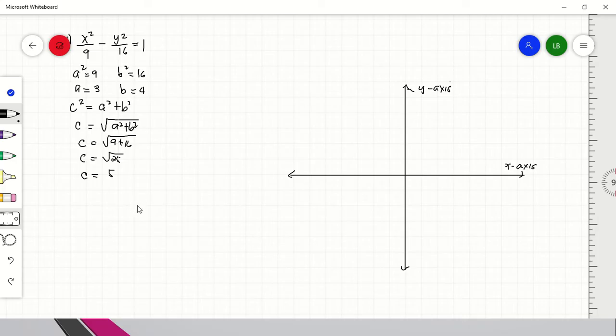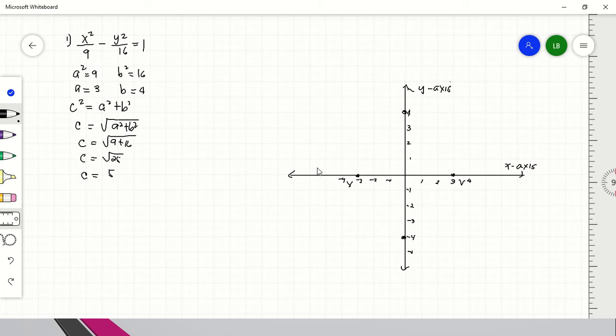So, pwede na nating maigraph. So, our a is 3. So, 1, 2, 3. So, ito yung ating vertices. Ang ating b ay 4. So, 1, 2, 3, 4. Ito yung ating co-vertex. Ito din.